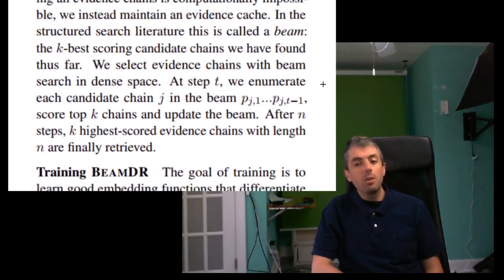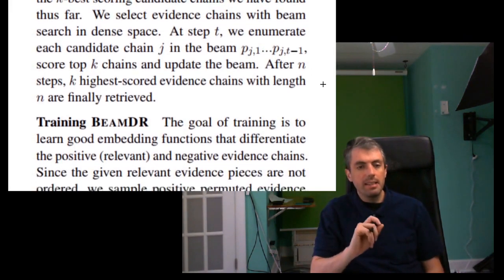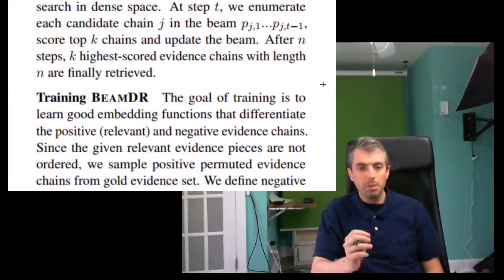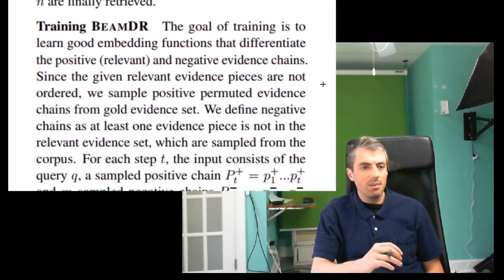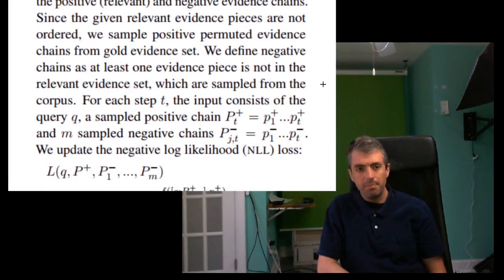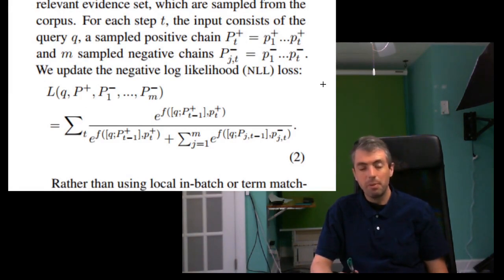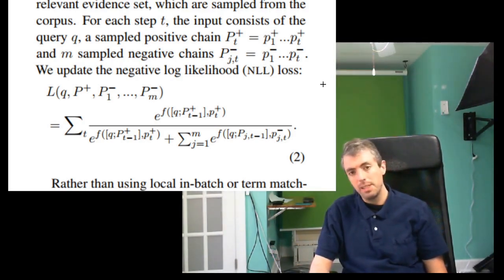Training BeamDR. The goal of training is to learn good embedding functions that differentiate the positive, relevant, and negative evidence chains. Since the given relevant evidence pieces are not ordered, we sample positive permuted evidence chains from the gold evidence set. We define negative chains as those with at least one evidence piece not in the relevant evidence set, which are sampled from the corpus. For each step T, the input consists of the query Q, a sampled positive chain, capital P plus subscript T, consisting of little p positive 1 to p positive t, and M sampled negative chains, big P minus j comma t, consisting of little p, 1 negative up to pt negative.